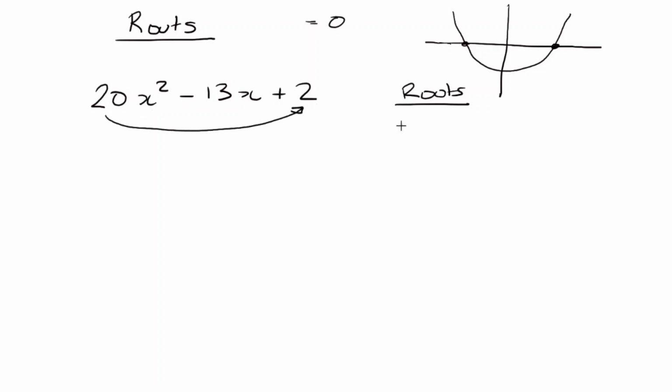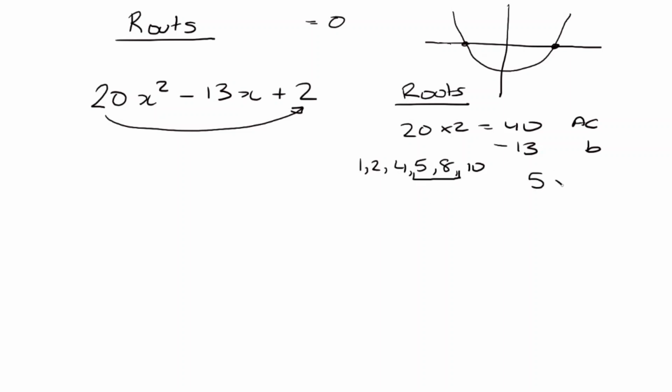So we know that AC would be 20 times 2, which is 40. That's our AC, and our B is negative 13. So let's write down the factors of 40. That's 1, 2, 4, 5, 8, 10, and I think I've already found the numbers. So 5 and 8. 5 times 8 will give us 40, however, it will not give us negative 13. But if we have negative 5 and negative 8, then that will give us 40, and it will also give us negative 13. So those are the numbers we're going to go with.